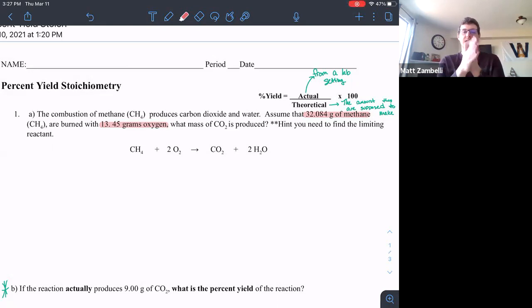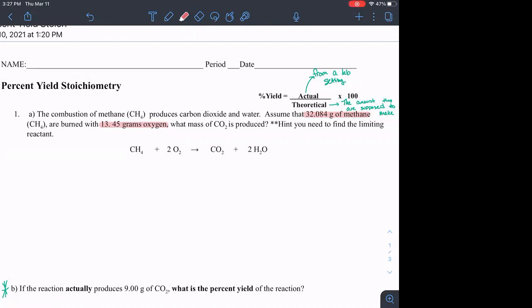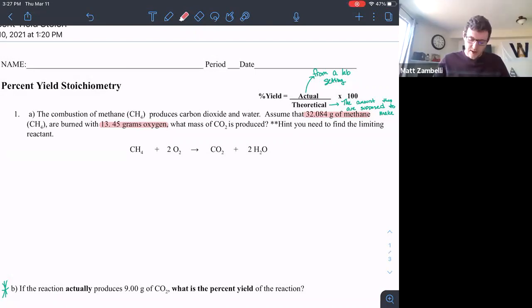We know how much we're starting with. We have a balanced equation. What's the last thing we need to know in order to do this problem? The mass of CO2. We want to know what we're trying to get to, what we're solving for. Perfect. So we have our starting masses, we have what we're trying to find, and we have a balanced equation already.